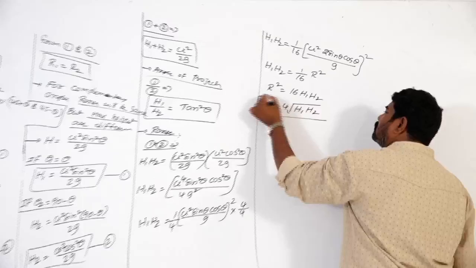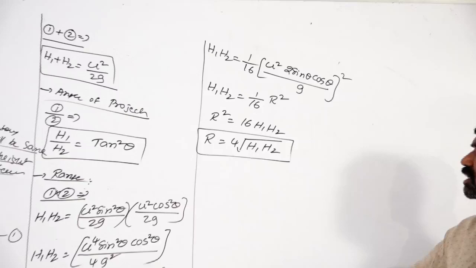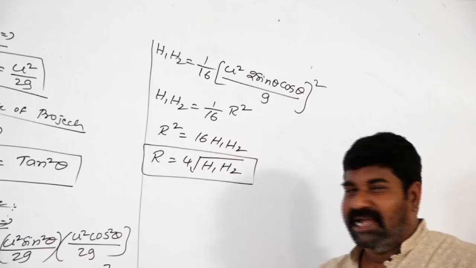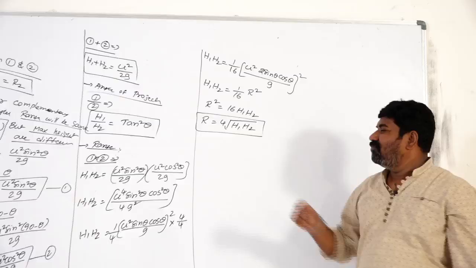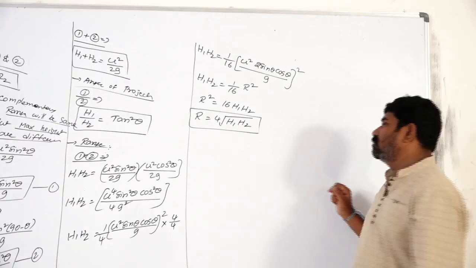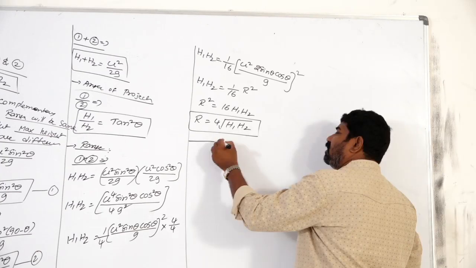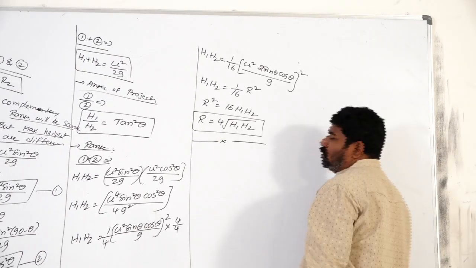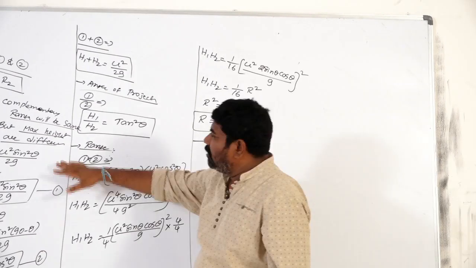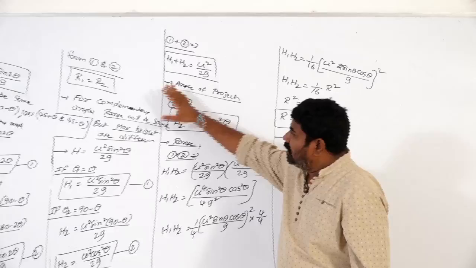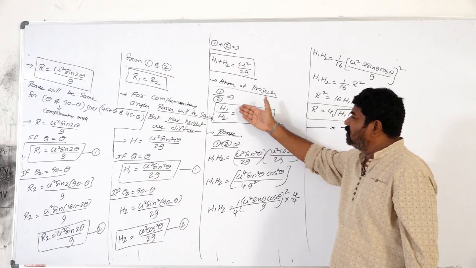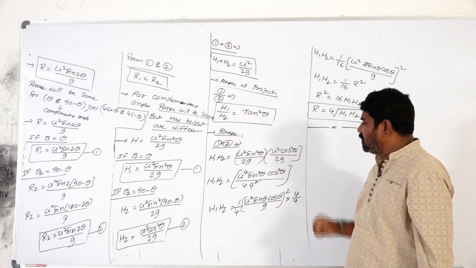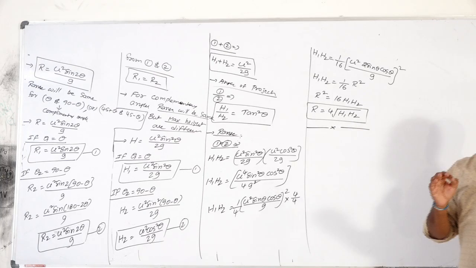So what is the range of the projectile, if for complementary angles the maximum heights are given? R is equal to 4 into root of H1 into H2. Here this is about the relation: for complementary angles, the ranges are the same but the maximum heights are different. Then H1 plus H2 is nothing but u square by 2g, H1 by H2 equals tan square theta, and the range is nothing but 4 into root H1 H2.